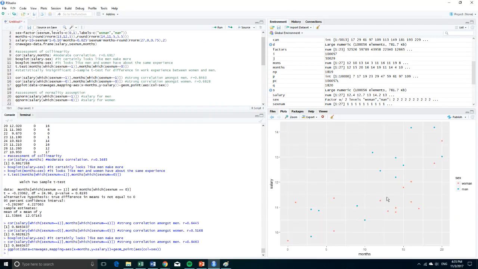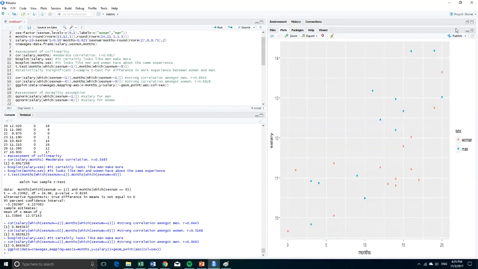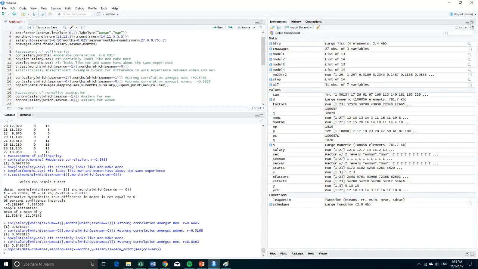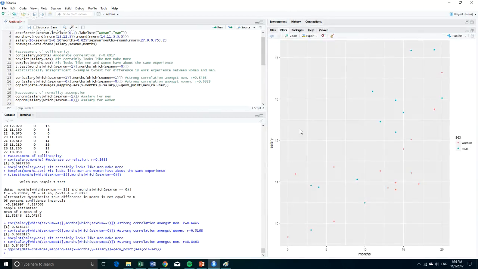And just because visualizations are always nice, here's a scatter plot of months, so experience by salary. And I have different colored dots here for the men and the women. And let me try to maximize this as much as possible. Whoop, that's not what I wanted. Here we go.